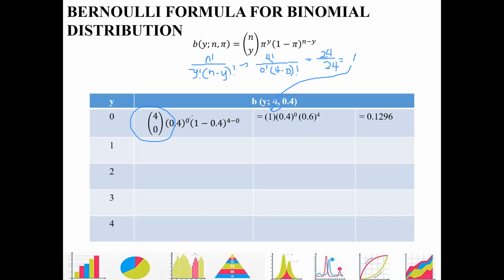So, 0.4 raised to y, that is the number of trial. So, 0.4 is 1. So, ang solve na lang natin is 1 minus 0.4 raised to 4, which is 0.6 raised to 4, equal to 0.1296. Okay, question ba dito?